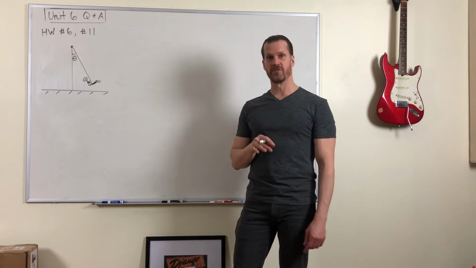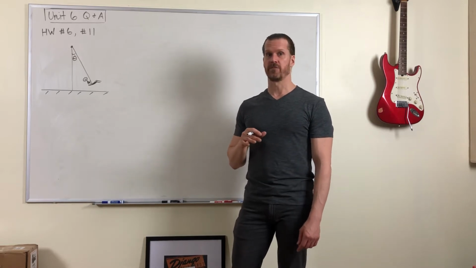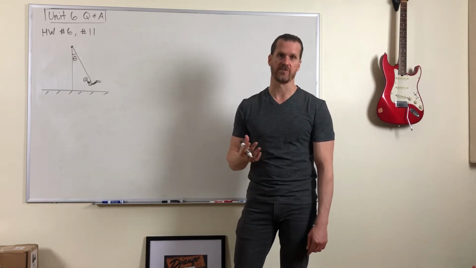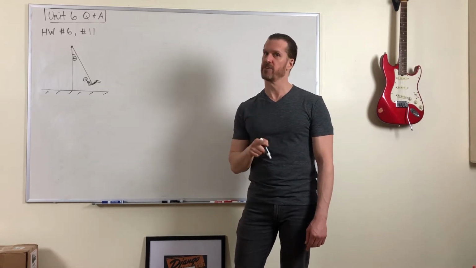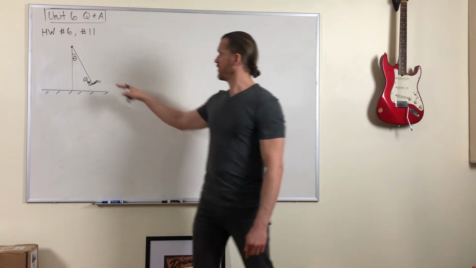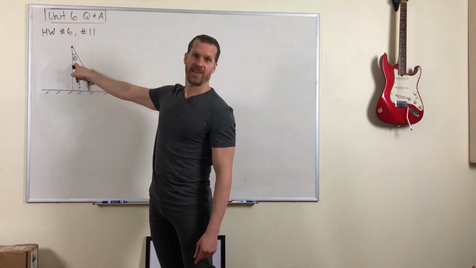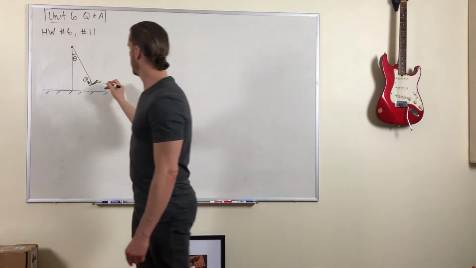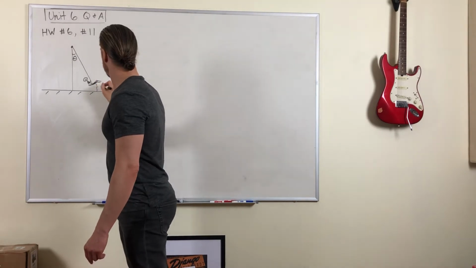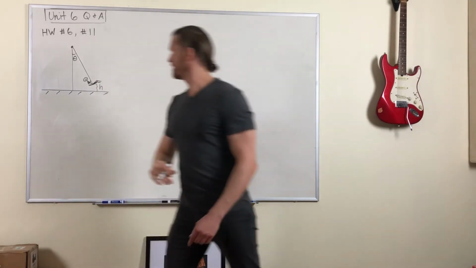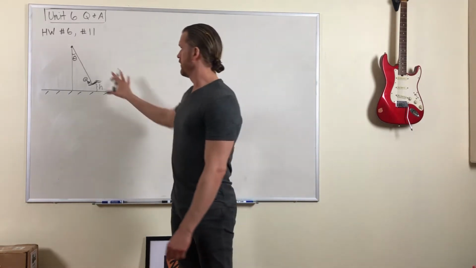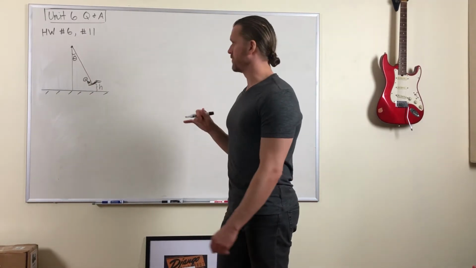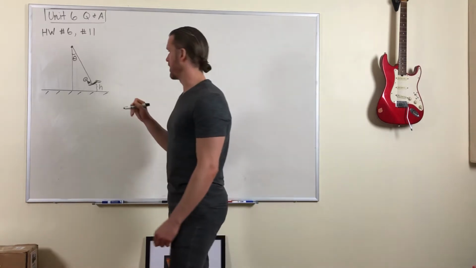This is a bit of a geometry problem because to get the gravitational potential energy, we need to know the height above the ground, but the problem tells you the angle. So given this angle, how can we figure out what the height is above the ground? Let's set this up, do some geometry, and we can figure this out.